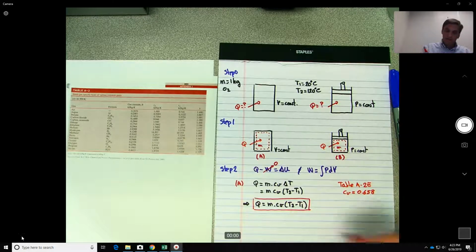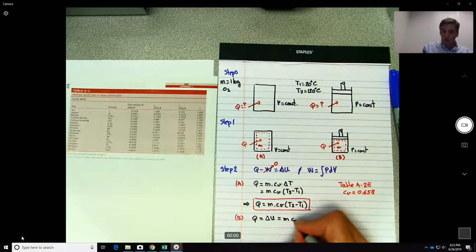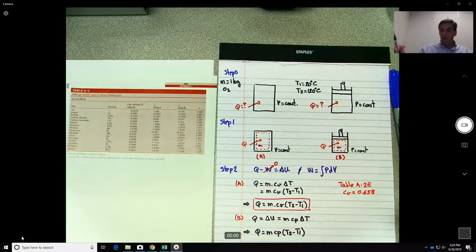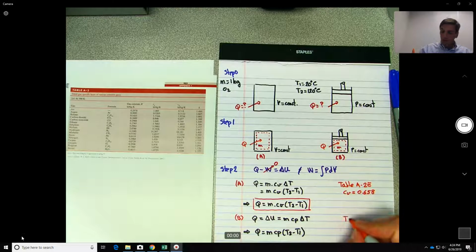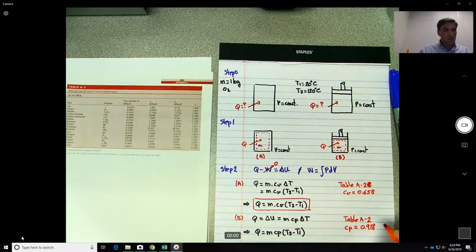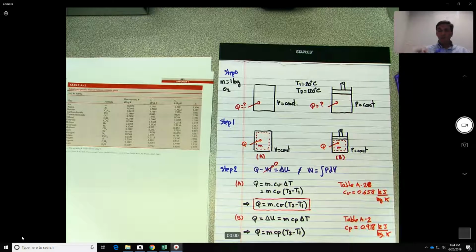All right. And if we do case B, what do we have? We have the same equation here, but this will be equal to m C sub P delta T. So that at the end we'll have Q equal to m C sub P (T2 minus T1), where C sub P again will come from table A2, not table A2E. For oxygen it is equal to 0.918, and the units kilojoules per kilogram Kelvin. Okay, so we don't need any additional equation.